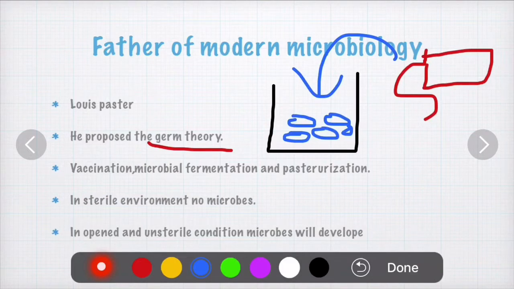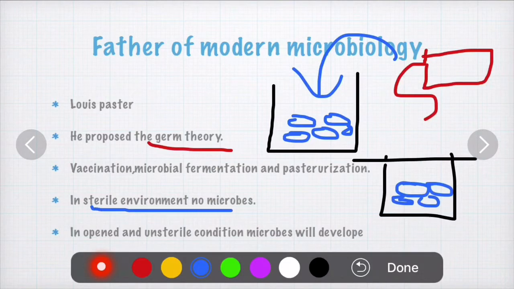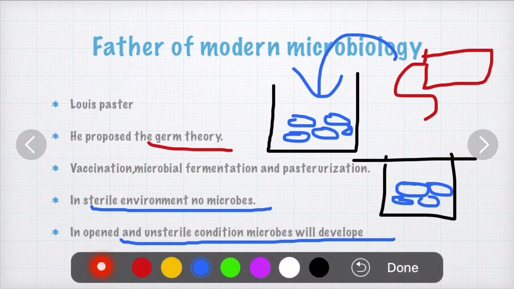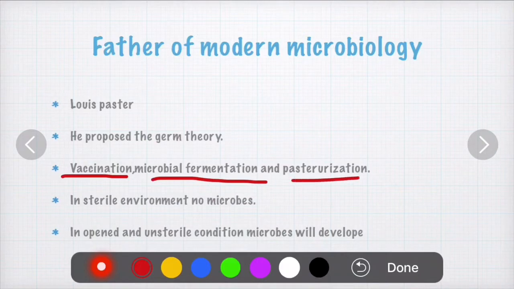For example, this is a container which is closed and sterilized. The food substances present inside will not get contaminated because the container is closed, it is not opened. Hence he proposed that in a sterile environment there is no development of microorganisms. In open and unsterile conditions there will be a development of microorganisms. He is also the very first person who introduced the concept of vaccination, microbial fermentation and pasteurization.